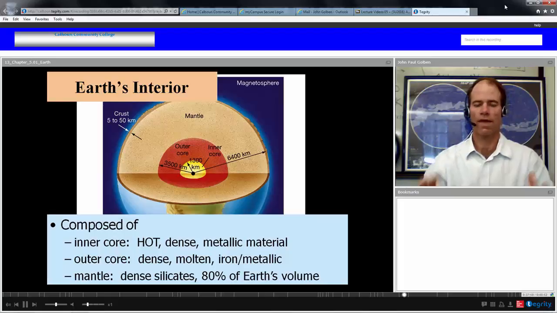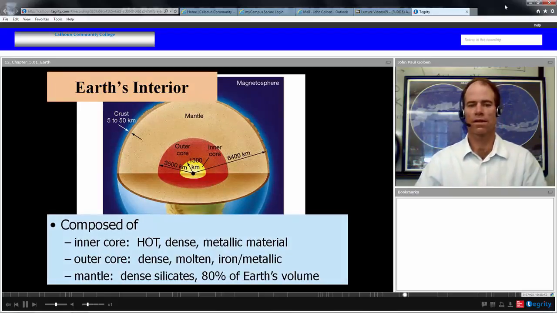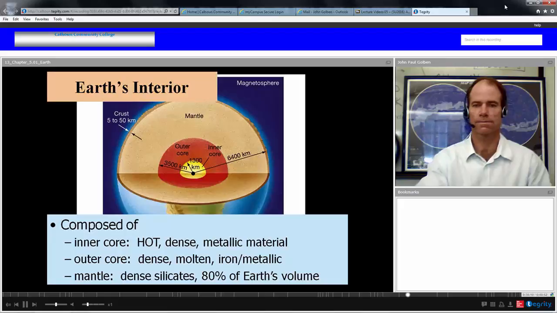And then above that, comprising most of the volume of the Earth, 80% of the Earth's volume, we have the mantle, which consists of dense silicates, basically rock, silicon dioxide. So the element most present in the Earth is oxygen, but in the form of rock, dense silicates.